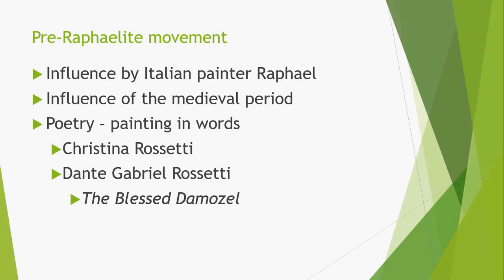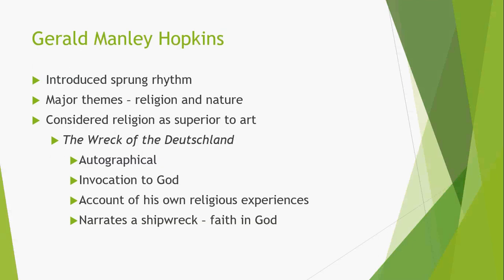There is exquisite imagery used here. It is, as I mentioned in one of the points here, painting in words. The kind of poetry that was written by the Pre-Raphaelites is poetry that is written in words. Christina and Dante Gabriel were siblings. They were brother and sister.